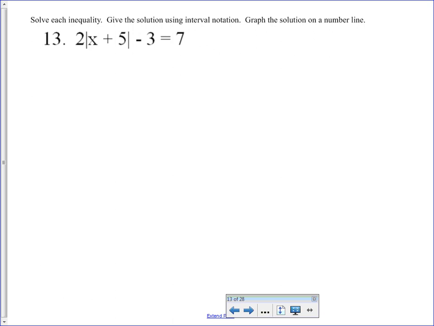The next problem says solve each inequality once again. Now the key here is that we have to get this piece here alone. The absolute value has to be by itself before we can create our two equations. So before we do it, my trick was to think of it like this.